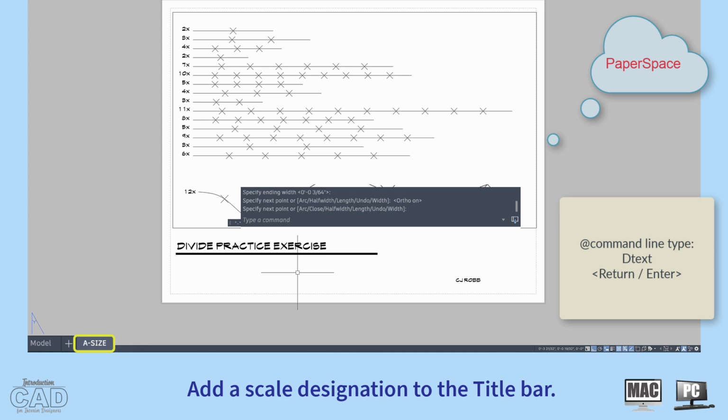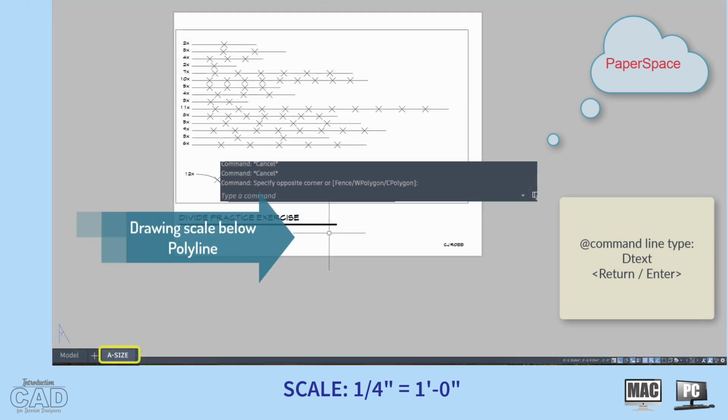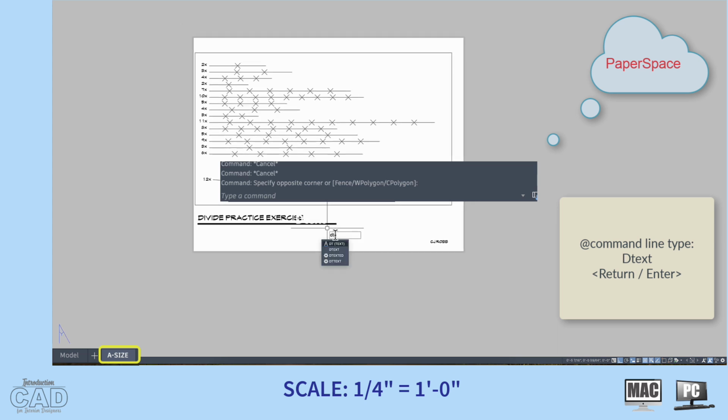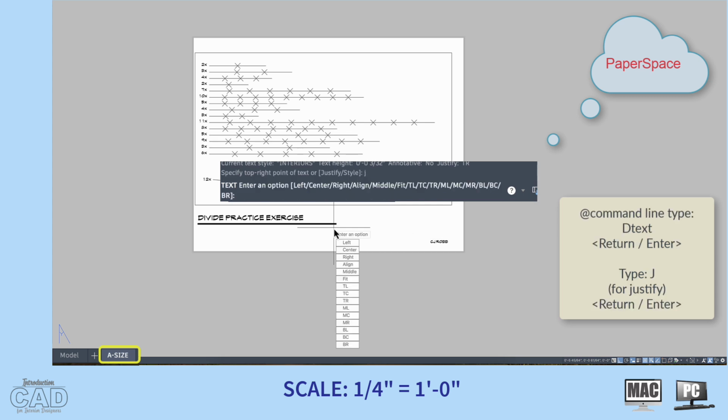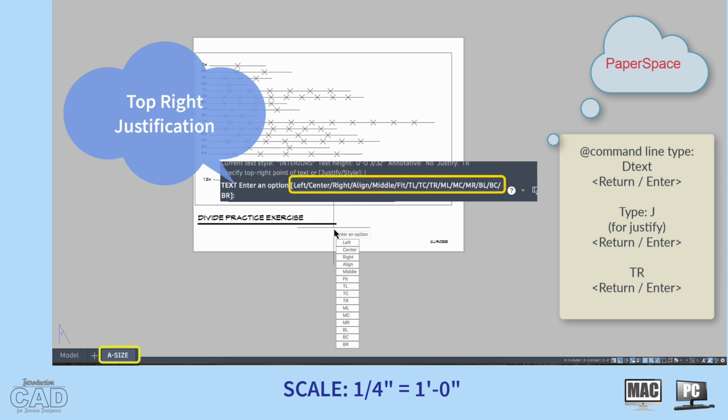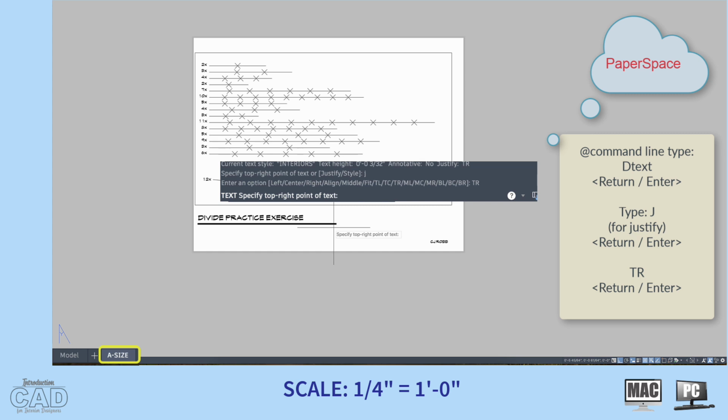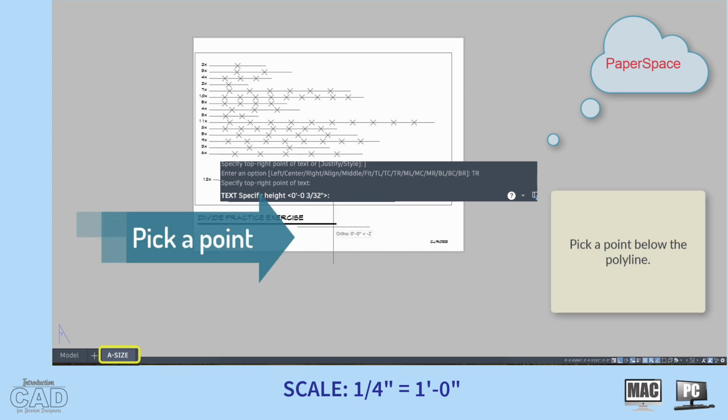Below the title, indicate the correct drawing scale: 1/4 inch equals 1 foot 0 inches. At the command line, type Dtext, return Enter key. J for justification, TR for top right justification. Pick a point on the screen below the polyline.